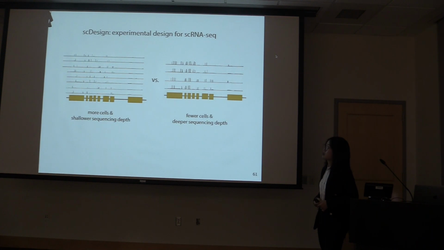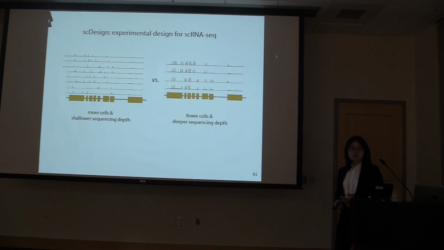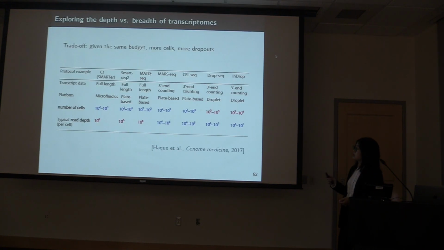And lastly, I want to very briefly introduce the SC design method, which is developed to improve the experimental design of single-cell studies. In the sequencing experiments, given a fixed budget, which means a limited sequencing capacity, we need to make choices between sequencing more cells with shallower sequencing depths in each cell, or sequencing fewer cells with deeper sequencing depths in each cell. And since 2009, more than 20 protocols have been developed for single-cell RNA-seq experiments.